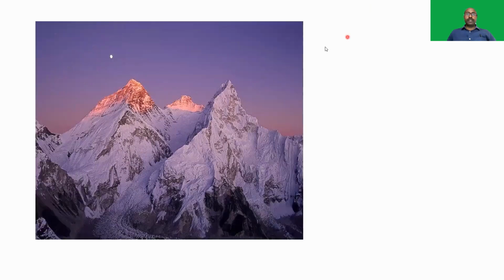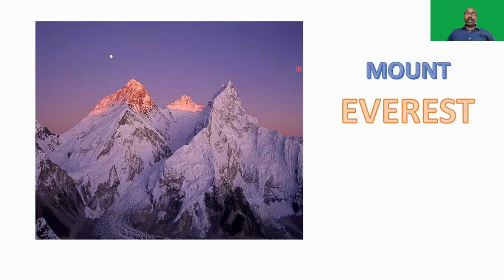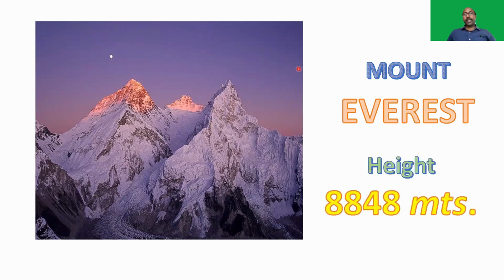In this class, I am going to start a new chapter, Applications of Trigonometry. Students, first you look at this picture. It is a beautiful mountain. Do you know the name of this beautiful mountain? Somebody is guessing? Yes, your guess is correct. The name of this mountain is Mount Everest. Do you know the height of this mountain? The height of this mountain is 8,848 meters approximately.